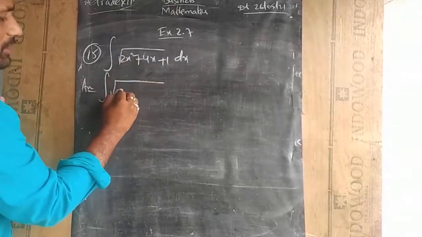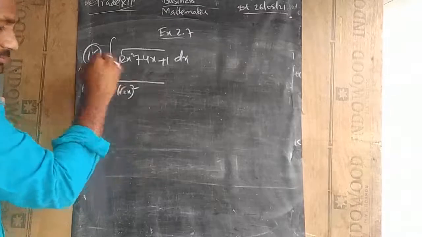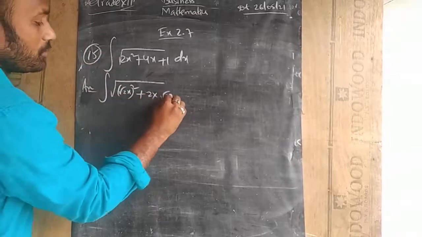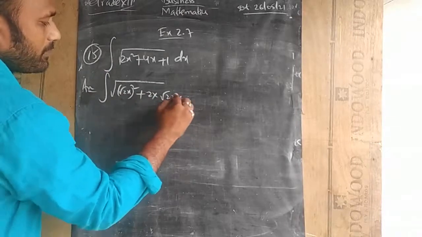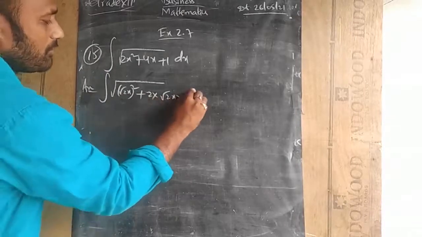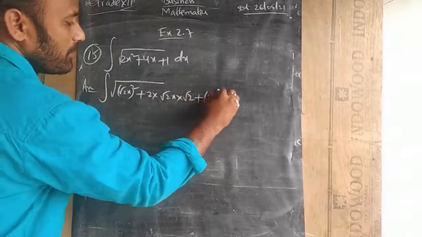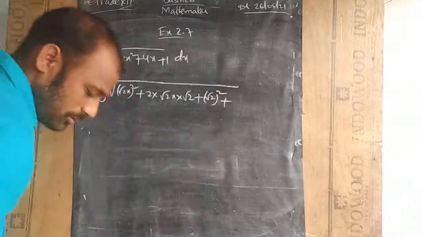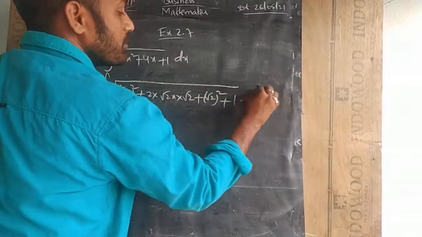Integral, a square. A square means here, can I write root 2x whole square plus 2ab, 2 into root 2x into, so 2 into root, it will become root 2 plus root 2 whole square plus 1 minus root 2 whole square dx.